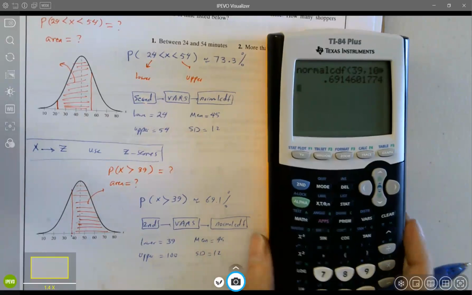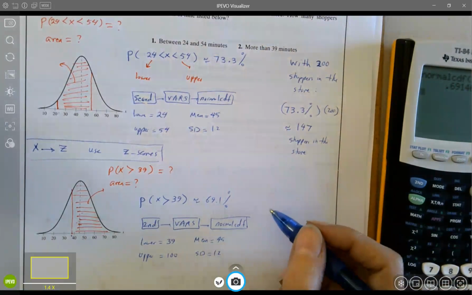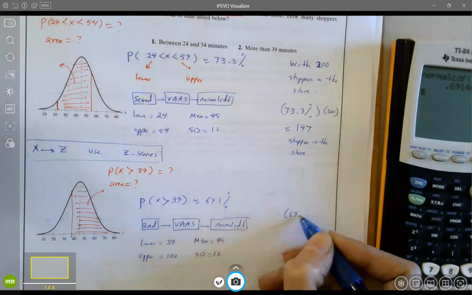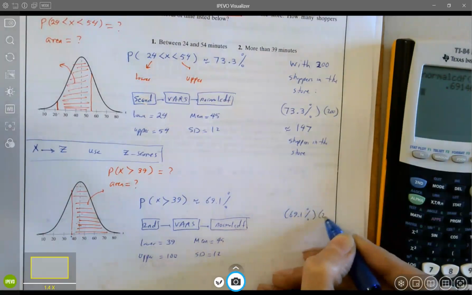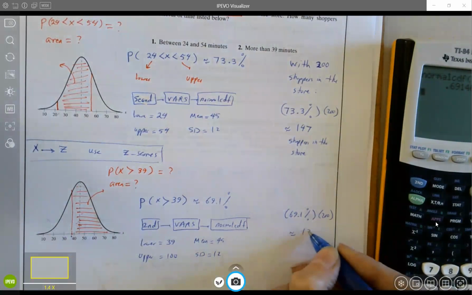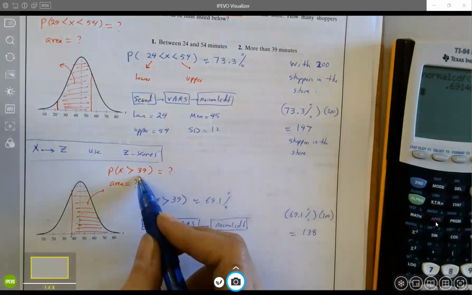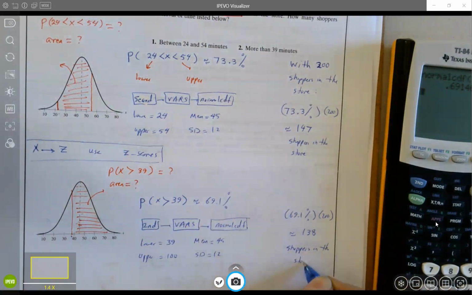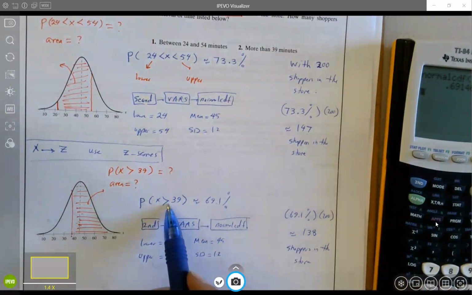What if you have 200 shoppers at the same time in the store? Here you have 69.1% times 200, which is approximately 138 shoppers spending more than 39 minutes in the store.